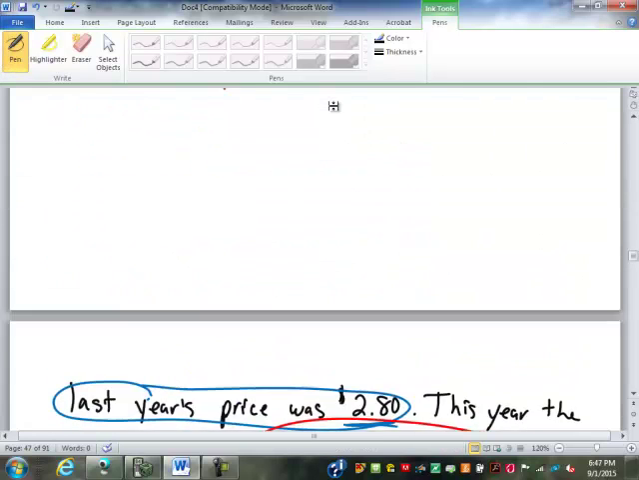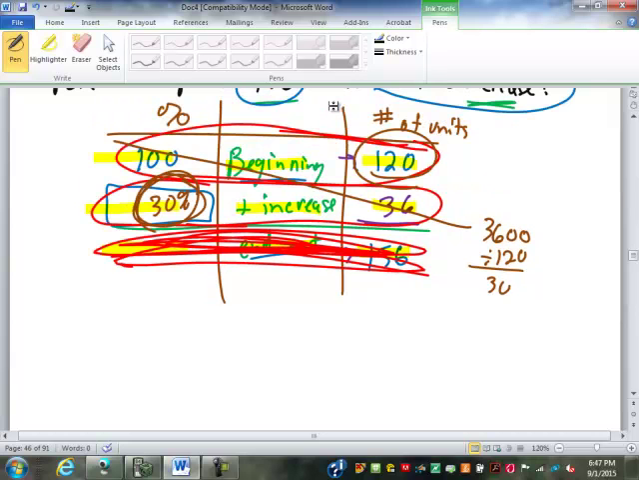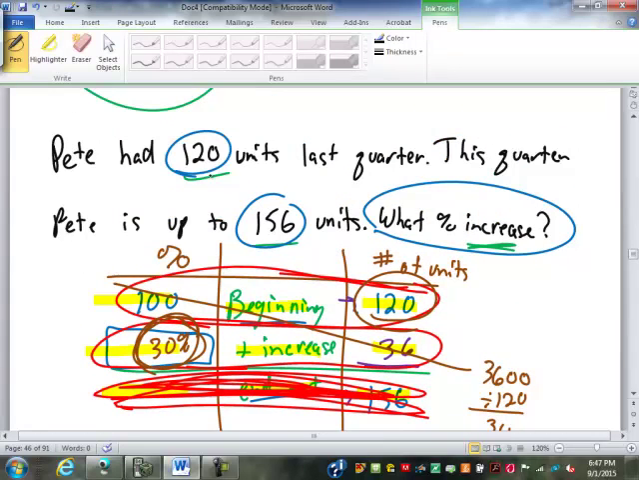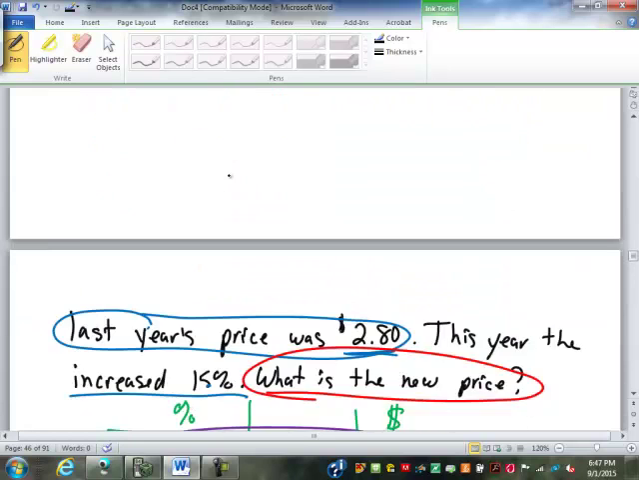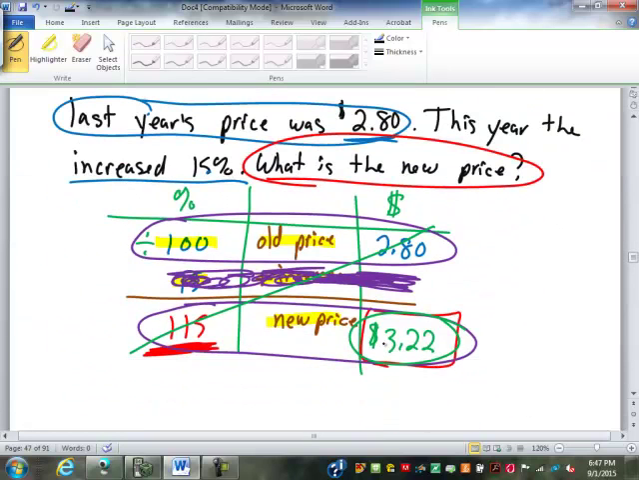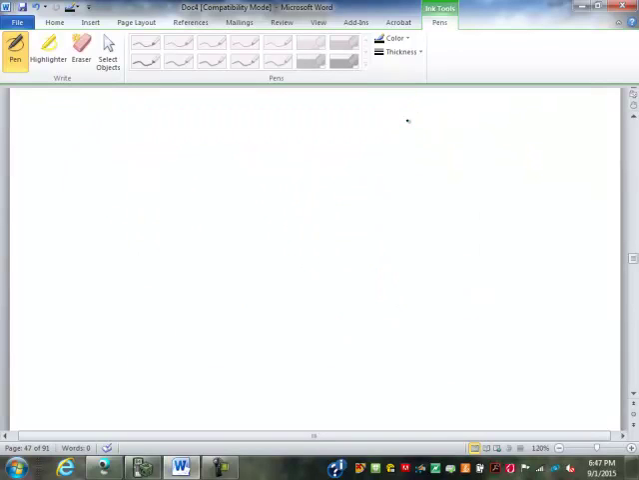Now on both of the ones we just did, we could have got around it without having to do it that way. We could have just subtracted 156 minus 120 to get the 36 and find that percent. Here, we could have found 15% of the 280 and then added it on. The 15% would have been 42 cents. We could have added it on. But there are problems where we cannot work with the percent increase directly. We could run into this problem.